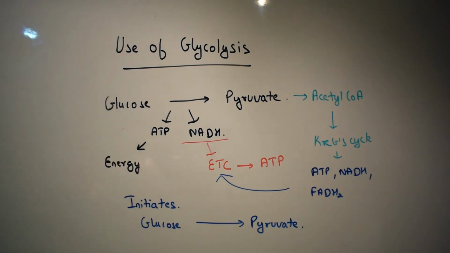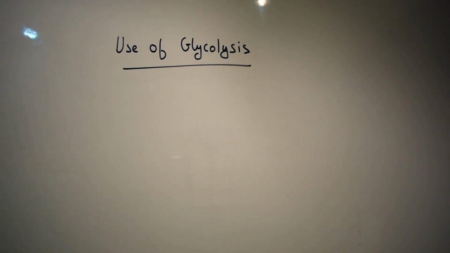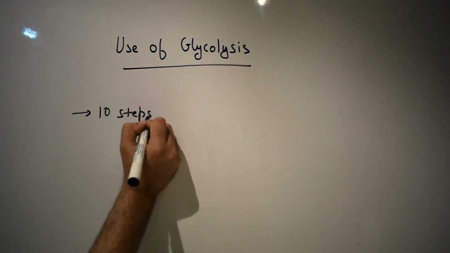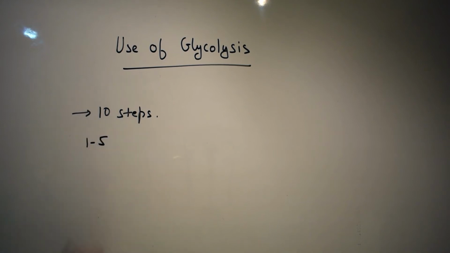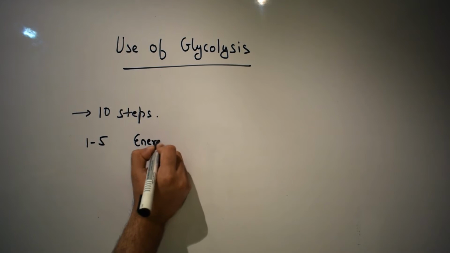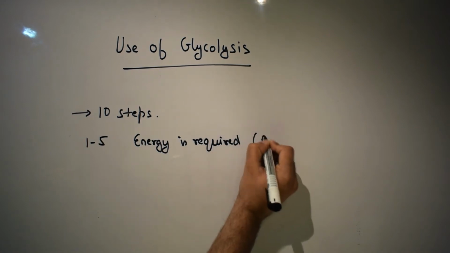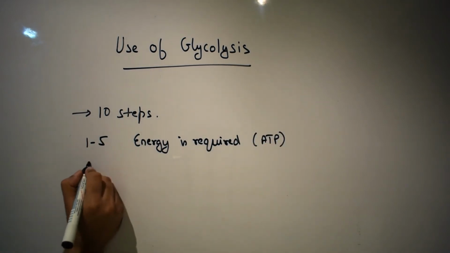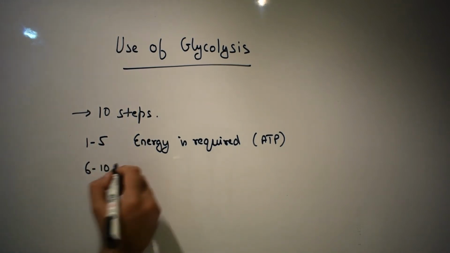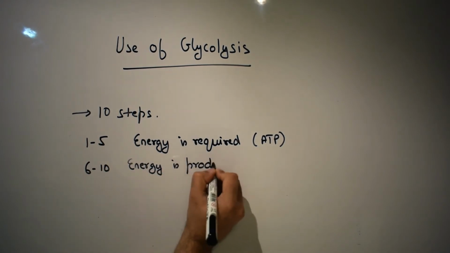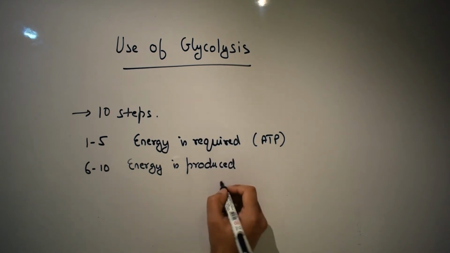So it has to be converted into a 3-carbon molecule so it can move inside the mitochondria, and everything else can take place. Glycolysis has 10 steps. In the first 5 steps, the 1st to 5th step, energy is required by the cycle, and this energy is provided by ATP. In the 6th to 10th step, energy is produced inside the cell. I have discussed this in the starting of the video also, and the energy is also in the form of ATP.